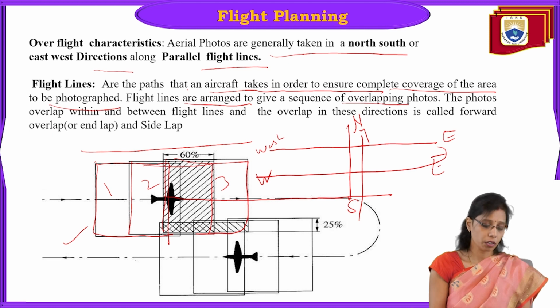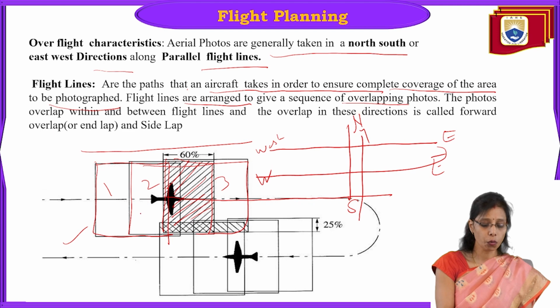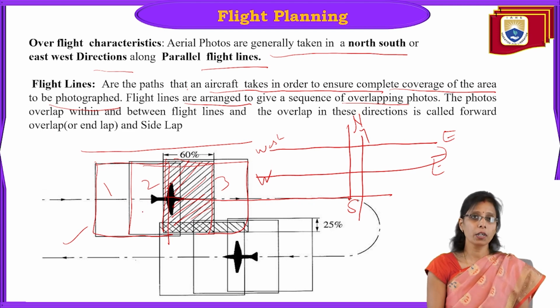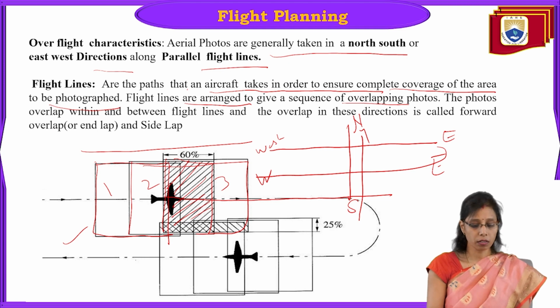But here if you observe, there is an overlapping area. This is the overlapping area, meaning the common area in photo number 1 and 2, and 2 and 3. So there will always be an overlapping area in every photo. It is a must, because overlapping photos are required for the coverage of an entire area. It ensures that there is no area unmapped. That's why overlapping photos are required.